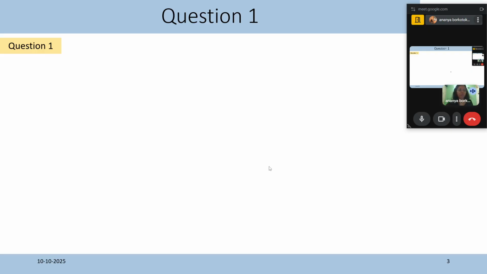Let me write down the first question. So this question is from the initial weeks. We have studied a little bit of quantum mechanics in this course, and from that we learned how we get the band diagram or band gap of semiconductors. So this question is on Schrodinger's equation.